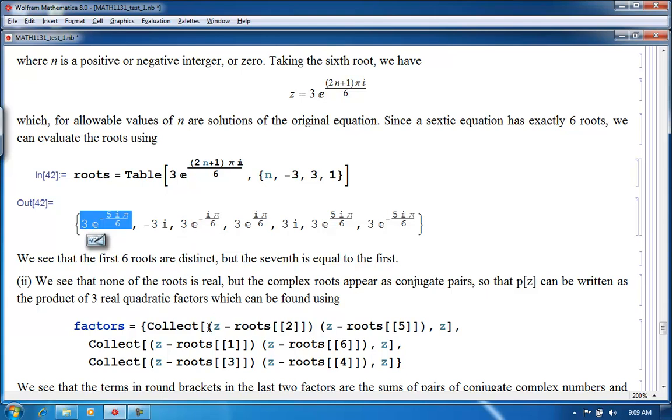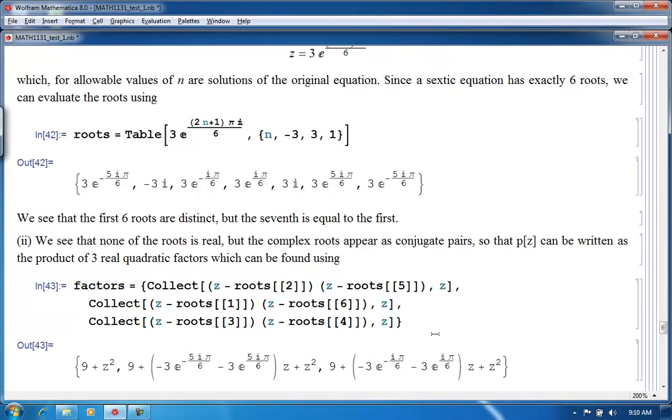But if we multiply z minus, for example, this one here, times z minus this one here, the 5th one, then these two are conjugates, so that will be real. And the same thing will be true with the 1st and the 6th root, and then finally the 3rd and the 4th. So if we do that and put all those together, then we will get this thing here.